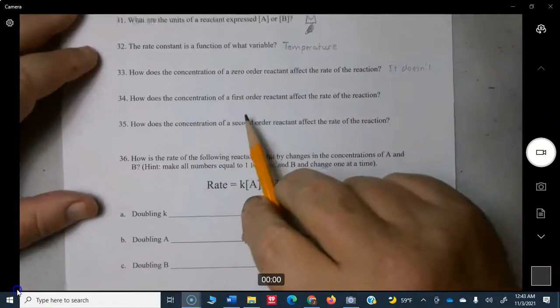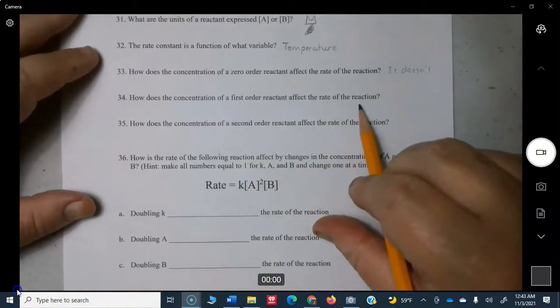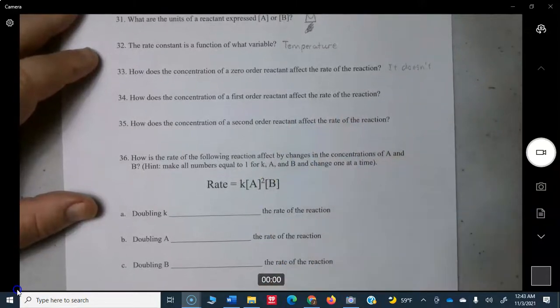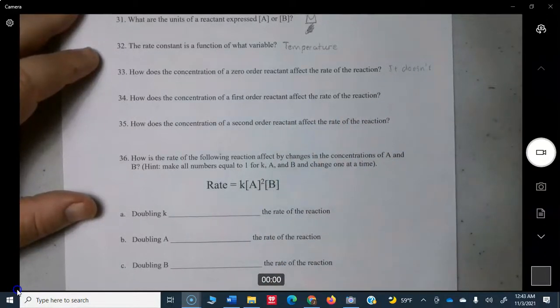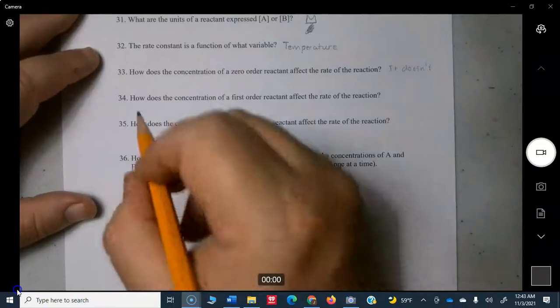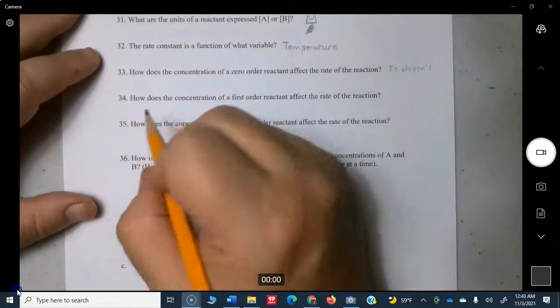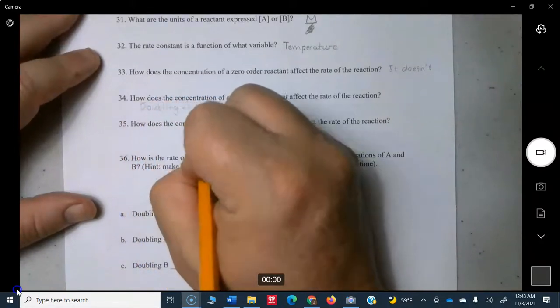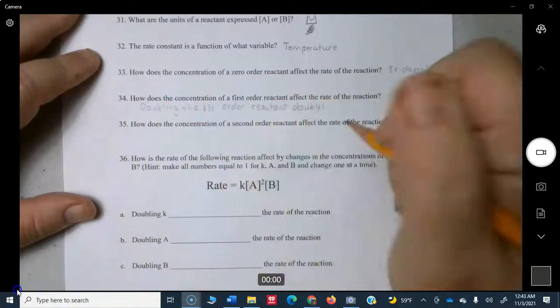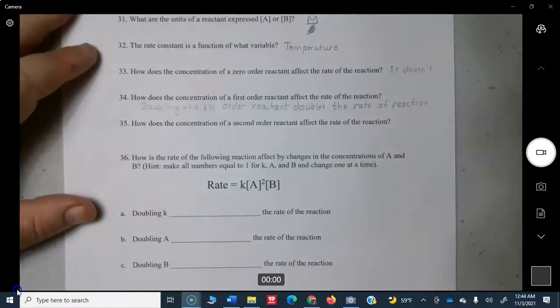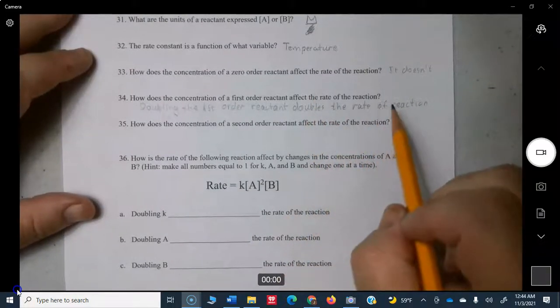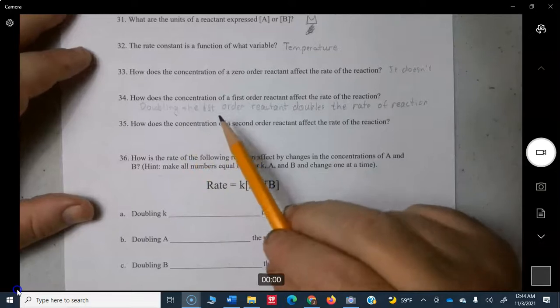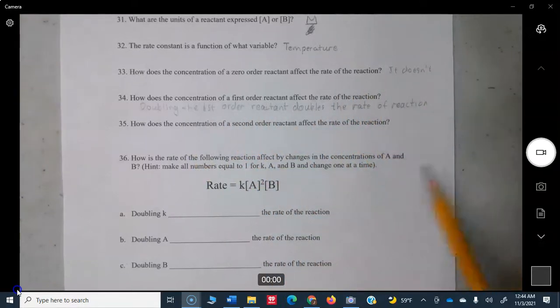How does the concentration of a first-order reactant affect the rate of the reaction? Rather than give you a math-type sounding statement, let's just give an example. So doubling. I could be tripling. I could be quadrupling. You could change those words. So doubling a first-order reactant doubles the rate of the reaction. If you tripled the first-order reactant, it would triple the rate of the reaction. It goes up proportionally, directly proportionally, okay?